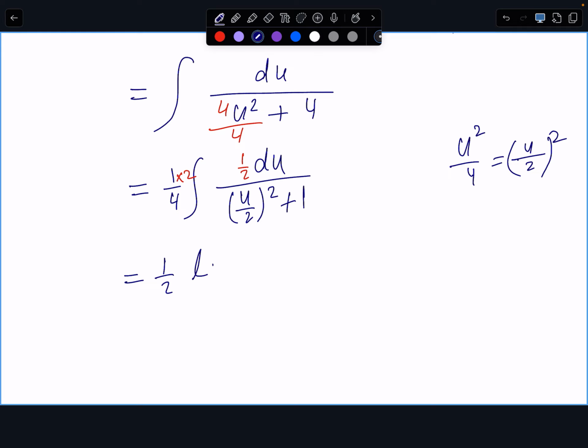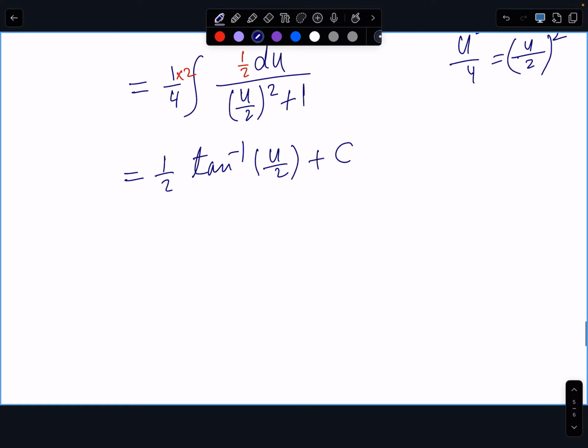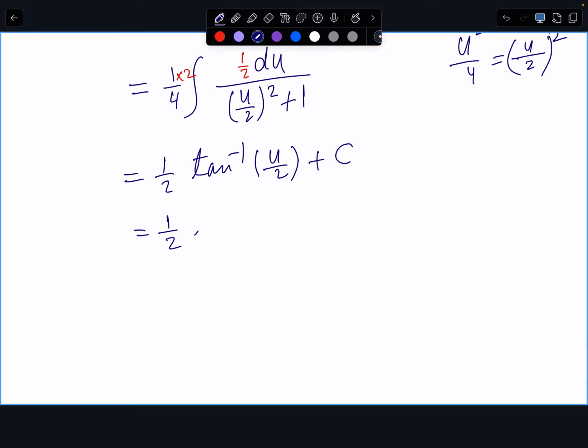وهني عندنا tan inverse. So what is u equal to? X plus 3. There's the answer to this one.